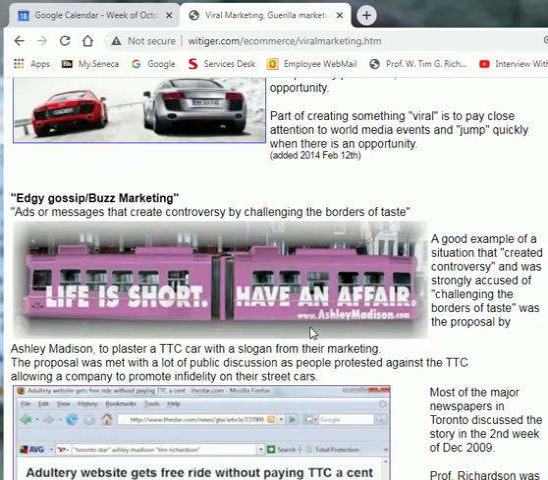And then you've got edgy sort of ads like this, or Ashley Madison proposed that they would have a streetcar with this very scandalous sort of phrase on it, causing everybody to be upset that the TTC would make money advertising this firm, which is basically allowing people to hook up online.